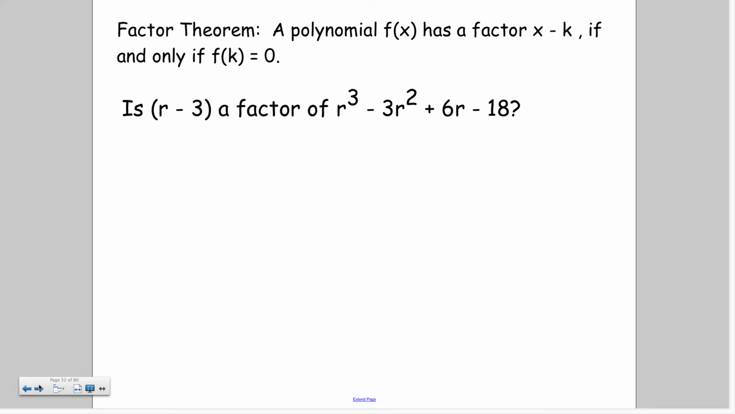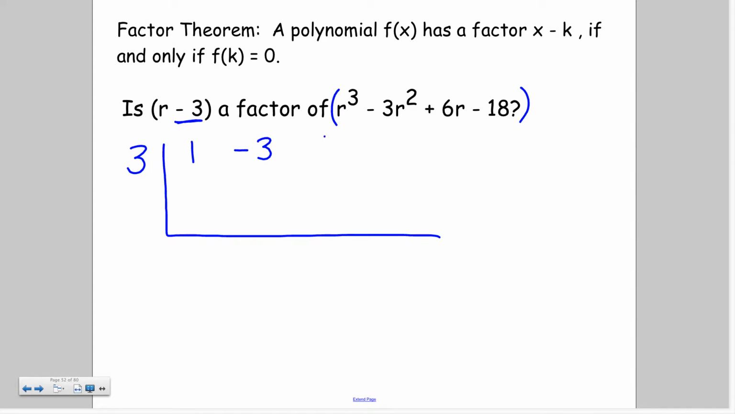So with synthetic division, I take the opposite of that, 3. Make my half a box. Then all I'm concerned with are the coefficients of my big polynomial. So 1, negative 3, 6, then negative 18. First number always comes straight down. Then anything on the outside we're going to multiply. Anything on the inside we're going to add.